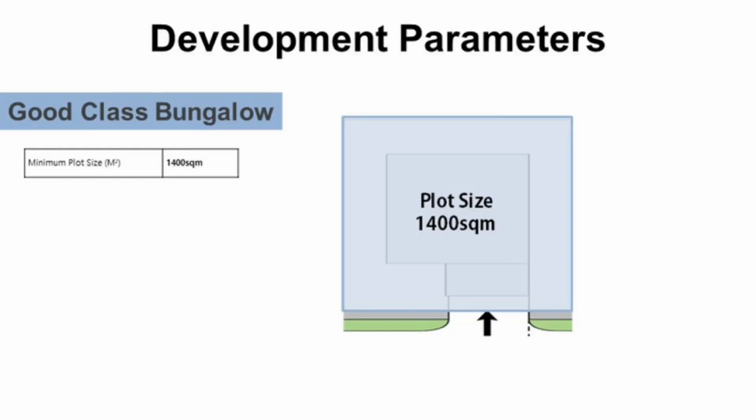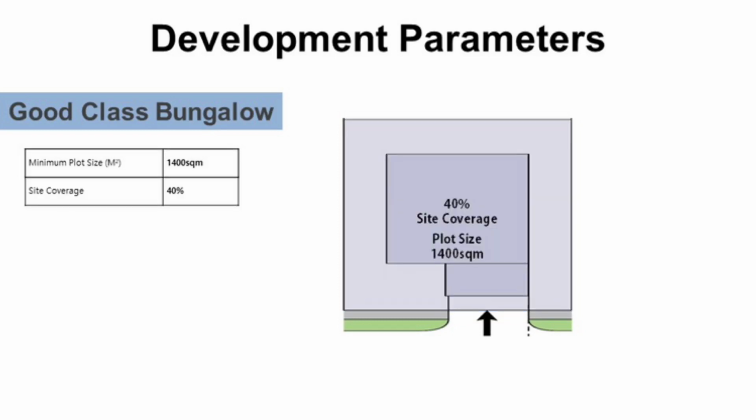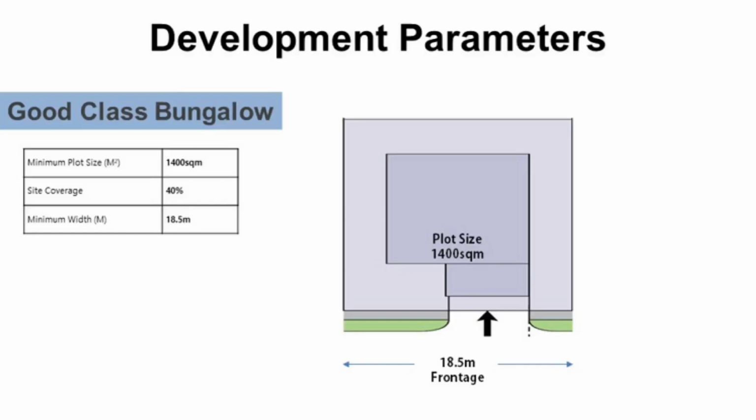GCB minimum plot size is 1,400 square meters. There's also a maximum site coverage of 40% for all GCB, meaning the house you build can only be on 40% of the land, and the other 60% has to be greens, gardens, and maybe your car porch.